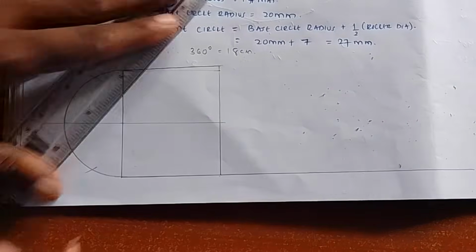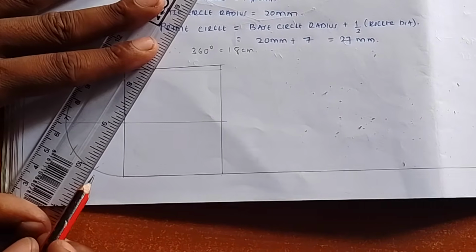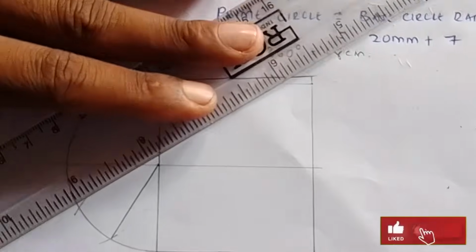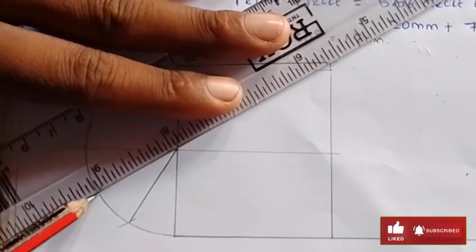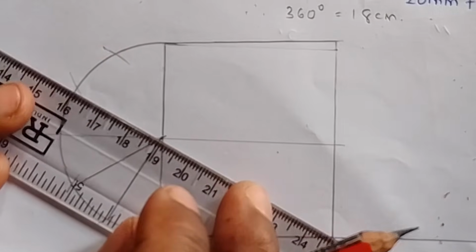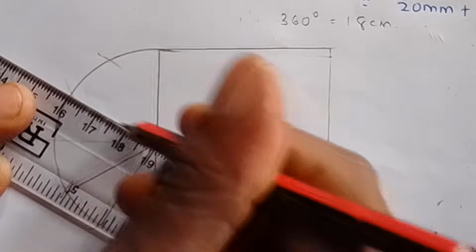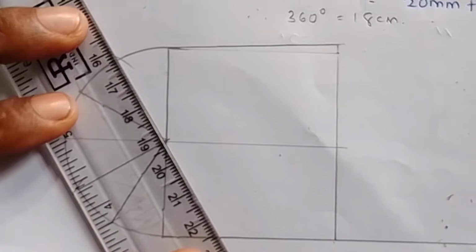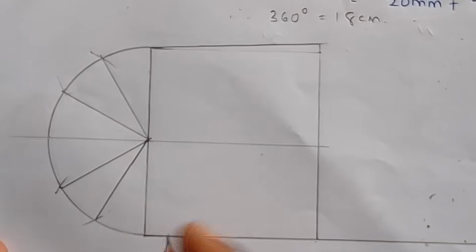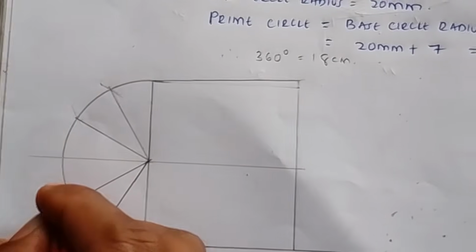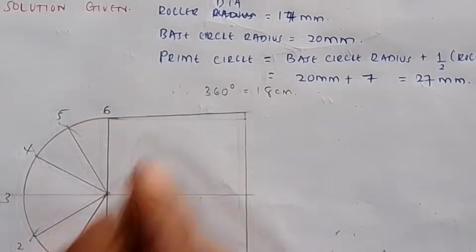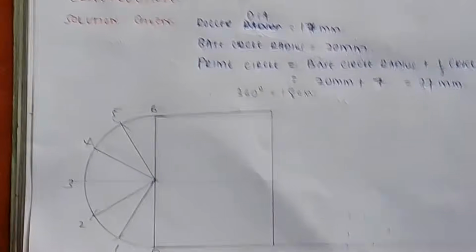From this particular point, join your work like this. Again from here, join your work like this. Again from this particular point and junction, join your work. Then name your work: this is 0, 1, 2, 3, 4, 5, 6. So you are able to divide this into 6 equal parts.